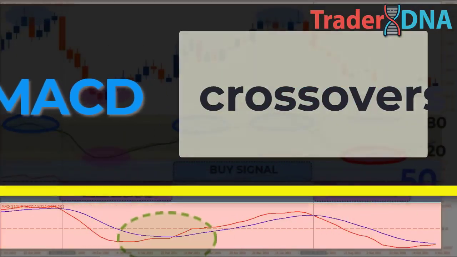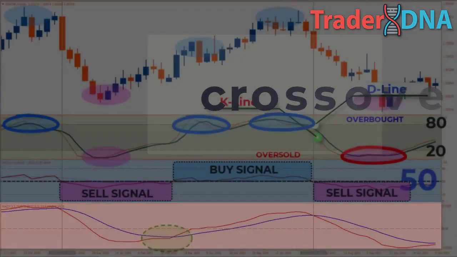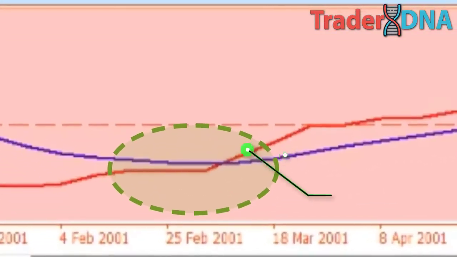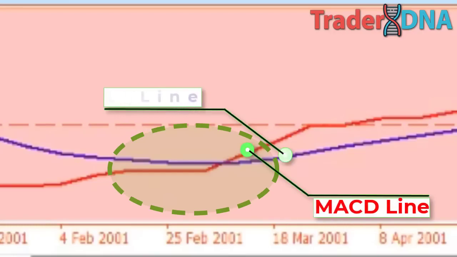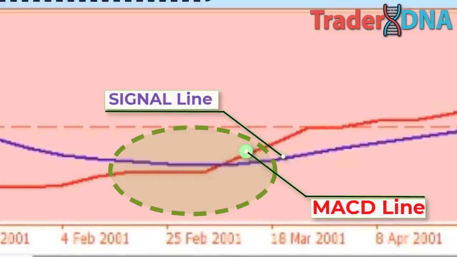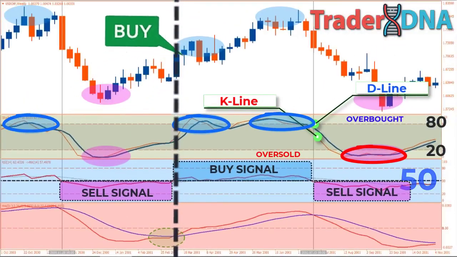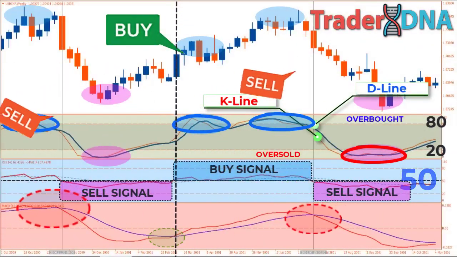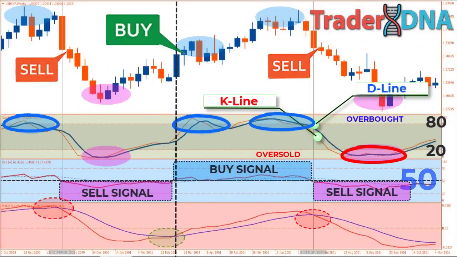Circled in green, you would want to take a buy signal when the MACD line, or red line, crosses over the signal line or blue line. On the flip side, take a sell position when the MACD line crosses below the signal line. However, this only works in trending markets. When the market is moving sideways, the MACD often gives false signals.